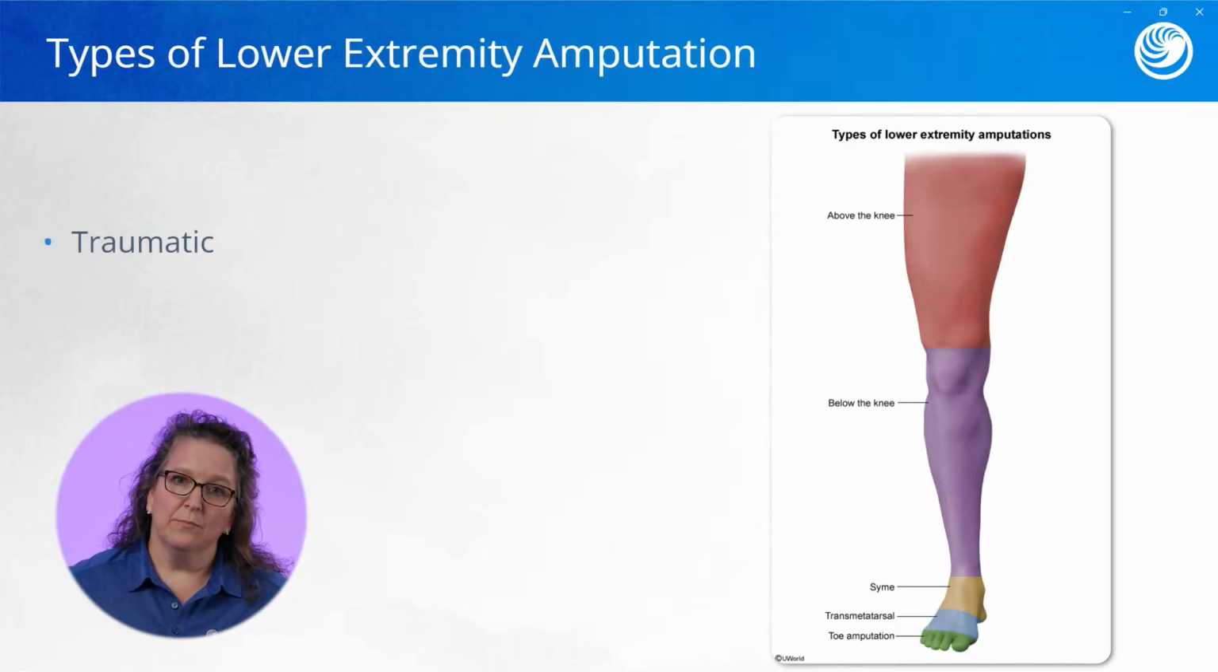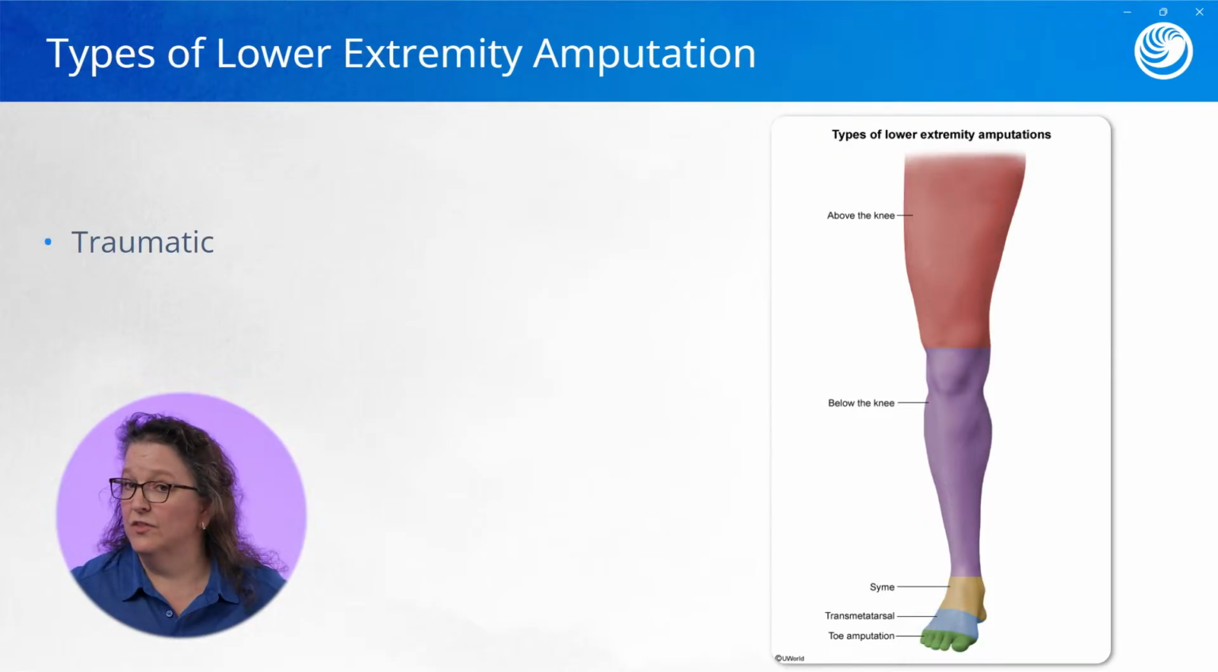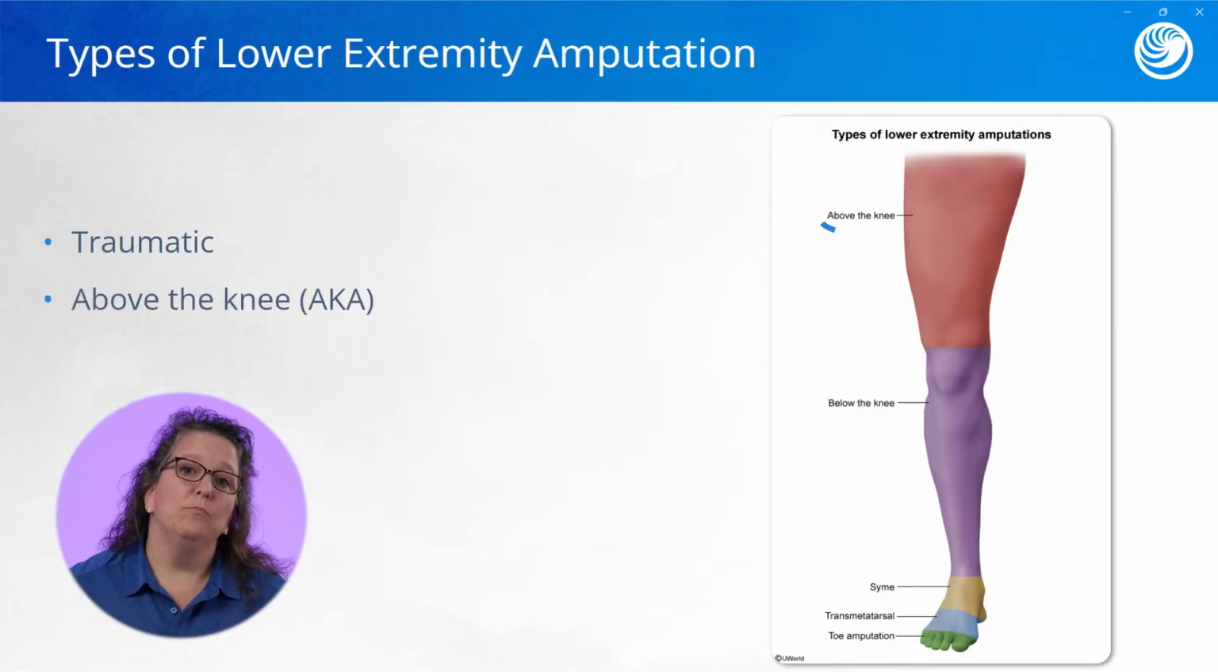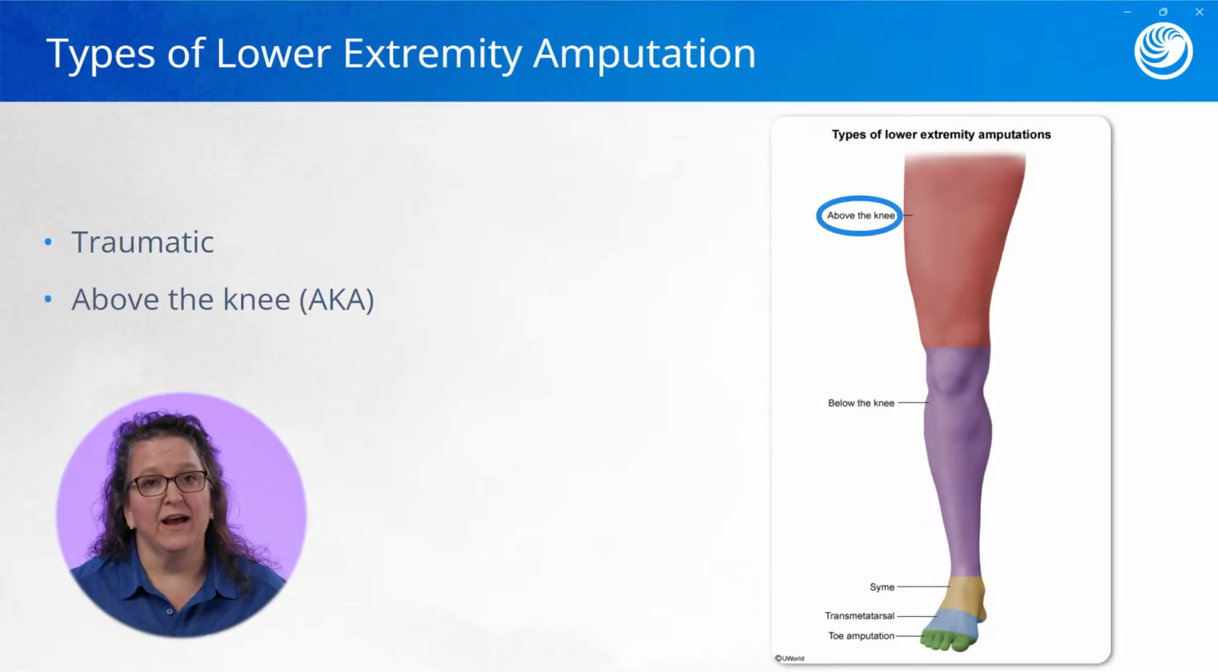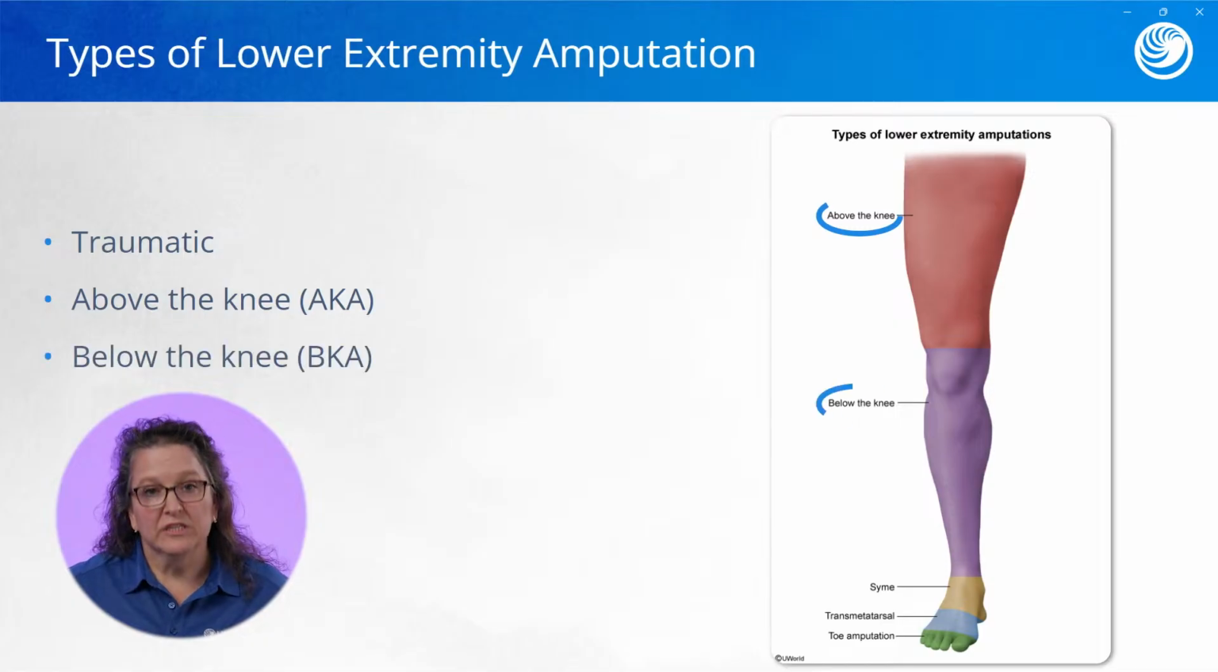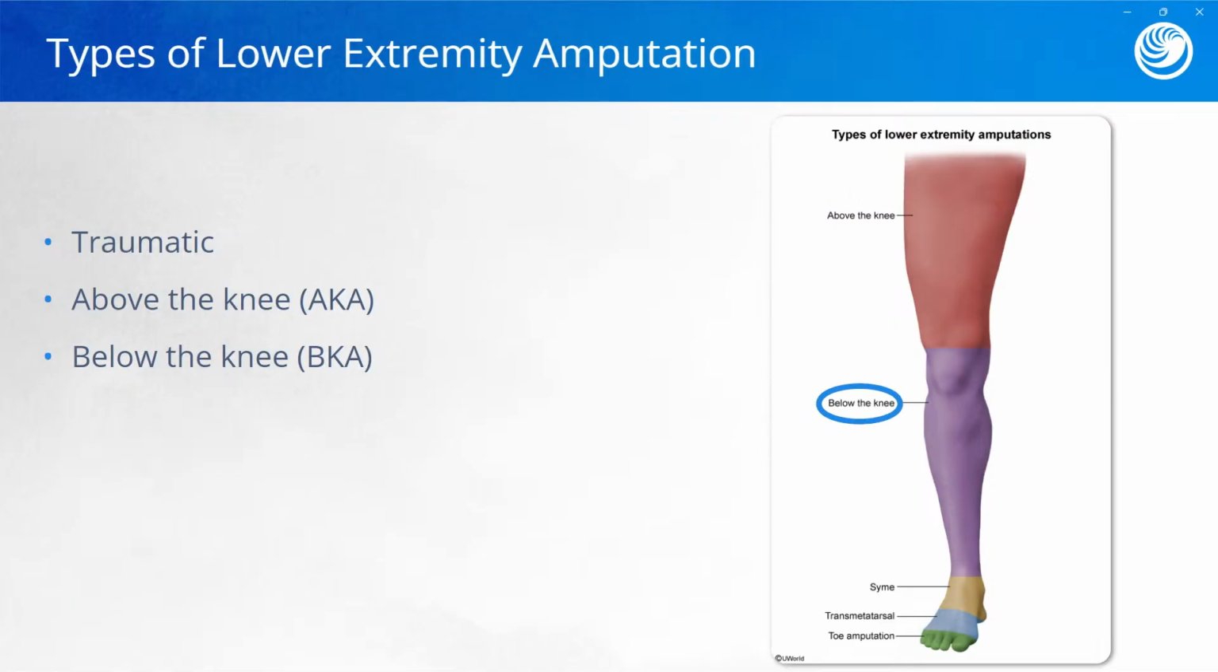A traumatic amputation can happen anywhere in the lower extremity. Above the knee amputation is in the red highlighted area. Below knee amputation is in the purple highlighted area. And then there's the Syme amputation. That's in the gold highlighted area. Most of the foot is removed, but the ankle remains. Midfoot amputation or transmetatarsal, that's in that light blue, and then toe amputations in the green highlighted area.